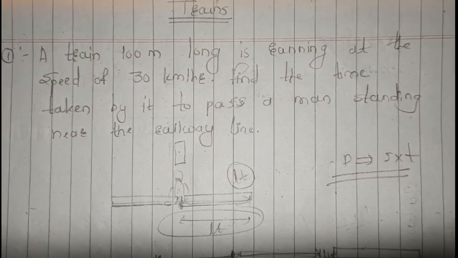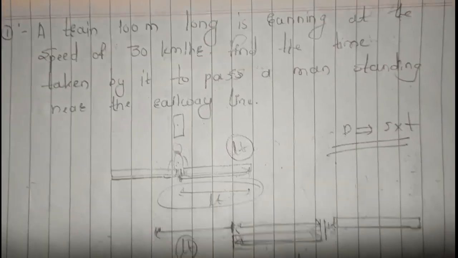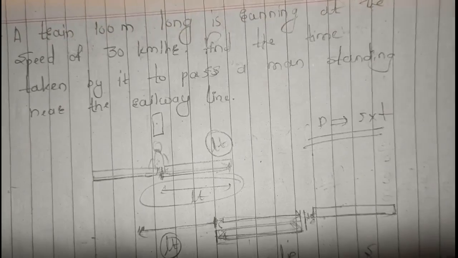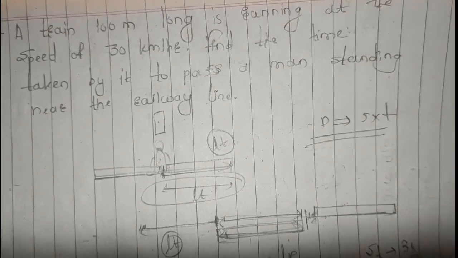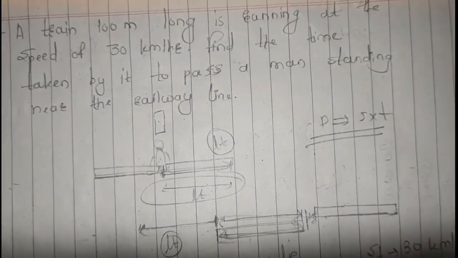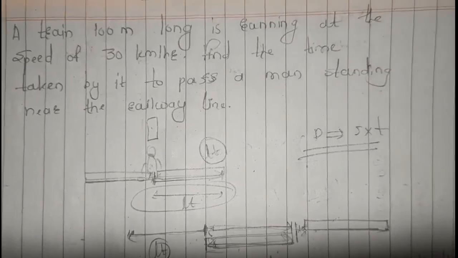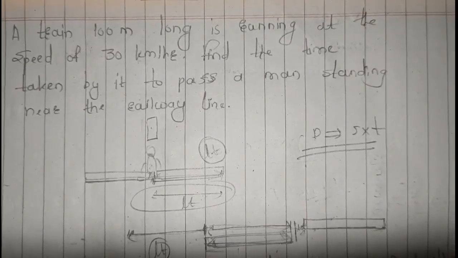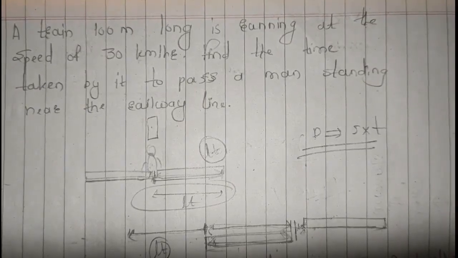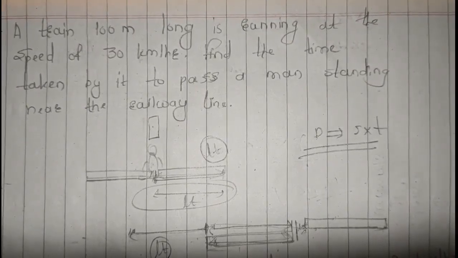Simply a man is standing there and a train is passing that man. So here a speed is given, the speed of the train is given as 30 km per hour. And don't be afraid, I'm going to explain its concept in the next questions too. The length of the train is given as 100 meters.